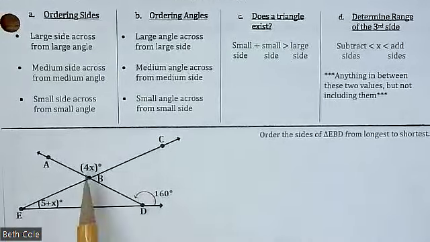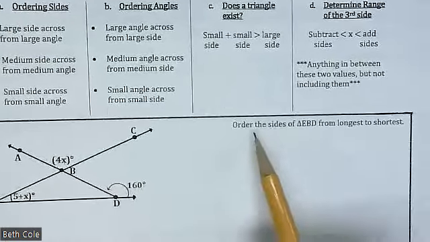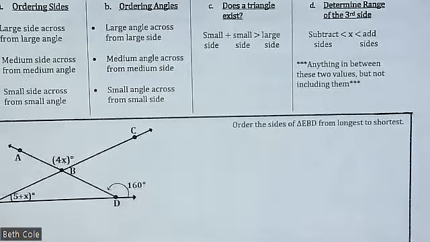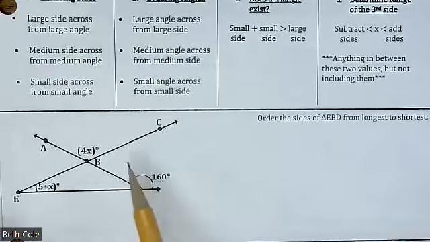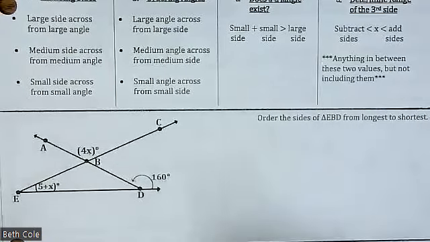I kind of like questions like this. I view it sort of like a scavenger hunt. You kind of have to look at what they gave you and go from there. So this says order the sides of the triangle longest to shortest, but I'm going to look at what I have and just go from there.